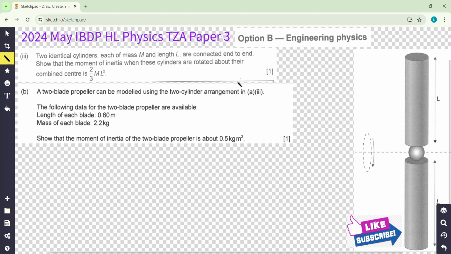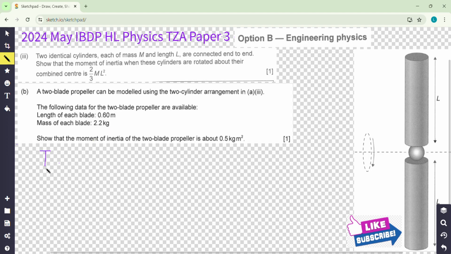So for part B, it said that a two-blade propeller is modeled like this, as stated in A3, and then you keep the data. Make sure this data is right: M and L, where L is the length of each blade, and the mass of each blade is 2.2. So it's just a substitution, right?